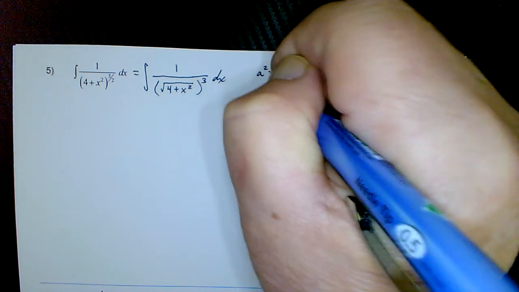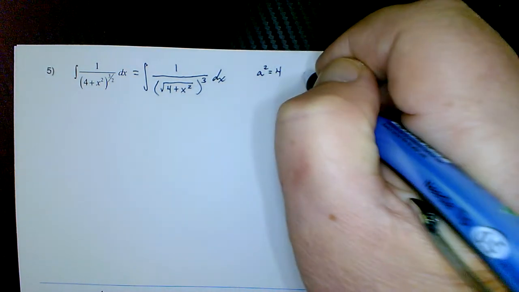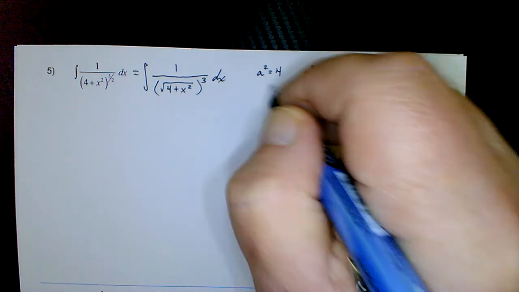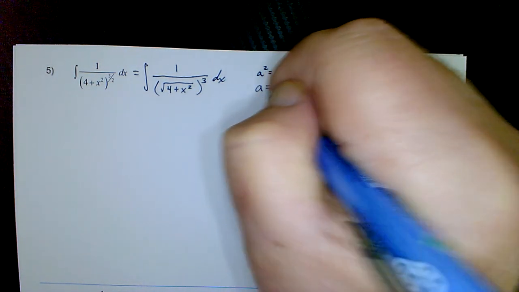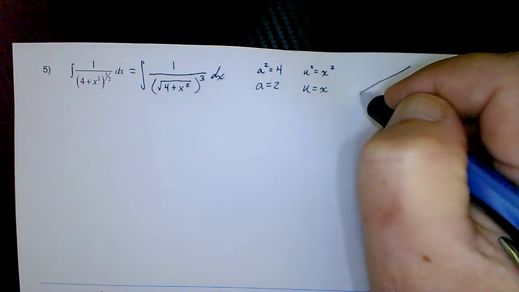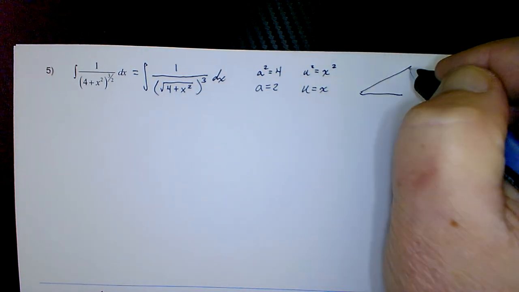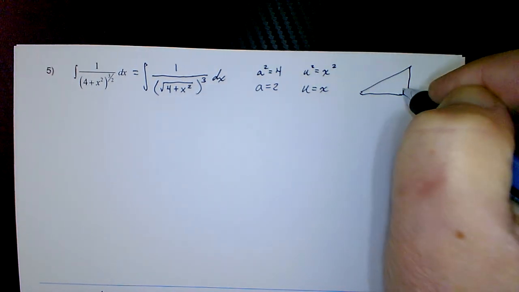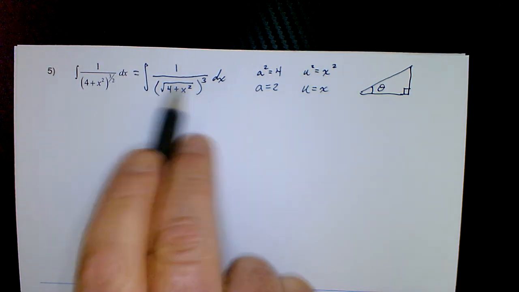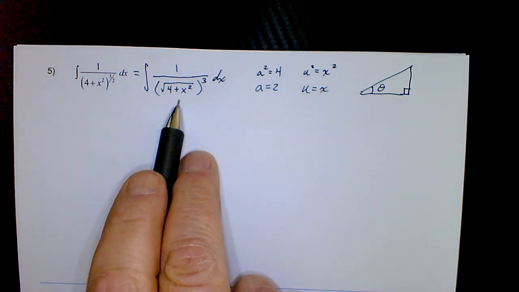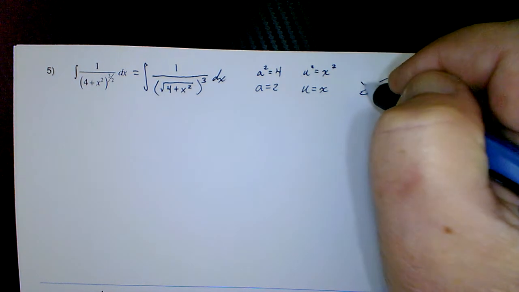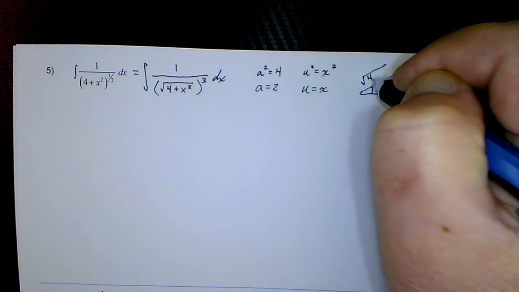Remember, you don't care what the integral looks like. You only care about what the radical looks like. And a squared is 4, u squared is x squared, so a is 2, and u is x. Immediately do our right triangle, reference angle theta, and look at the radical and ask, is it the hypotenuse or one of the legs? Because it's a sum of two squares, it is the hypotenuse.